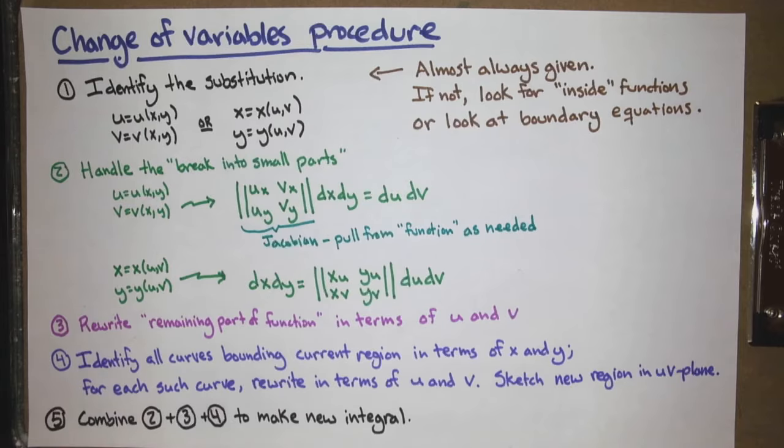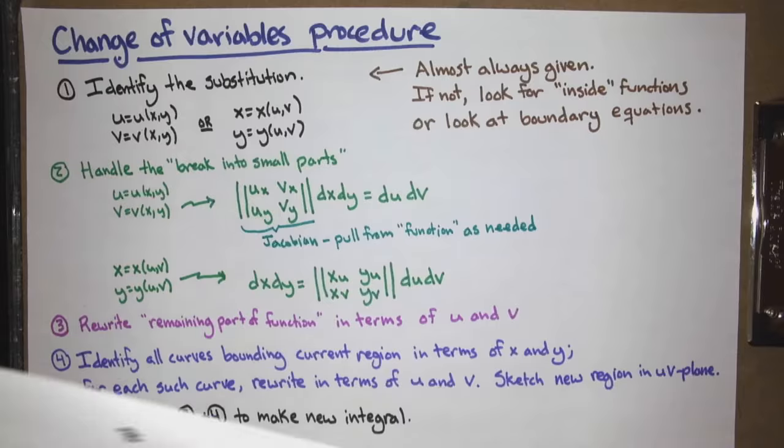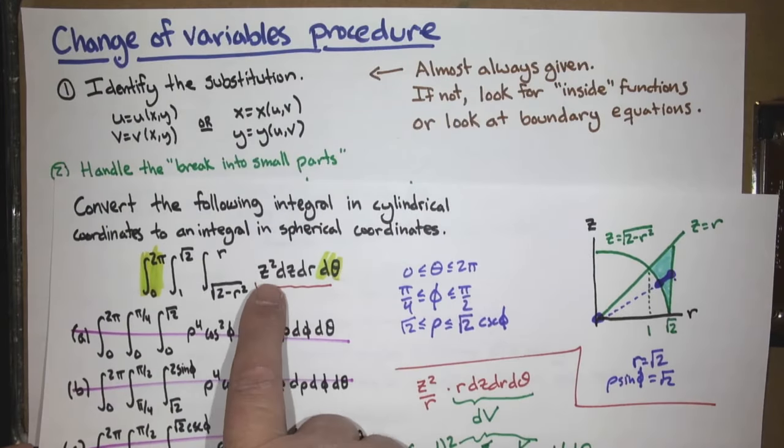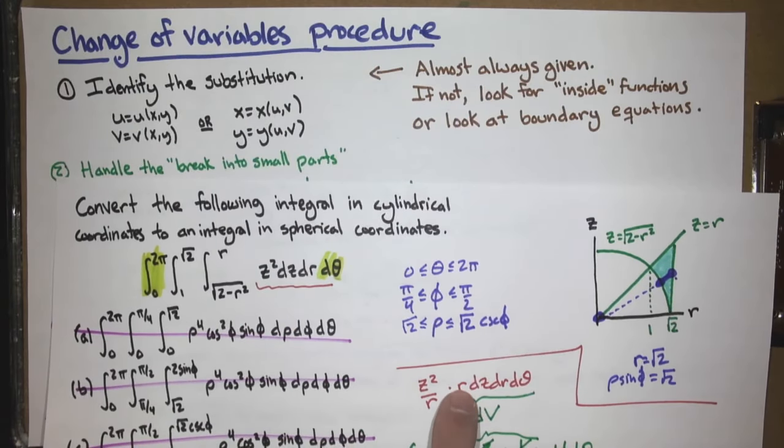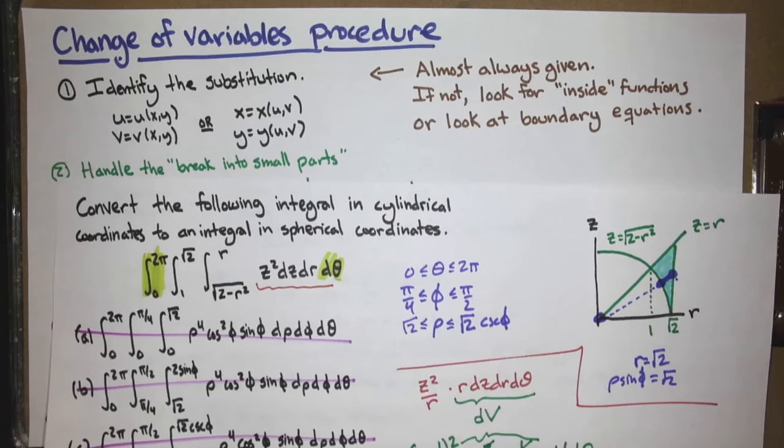And why do we want to do the Jacobian first? Well, if you think back to our warm-up, we had to do a correction by adding this extra piece that's involved with the little piece of volume.